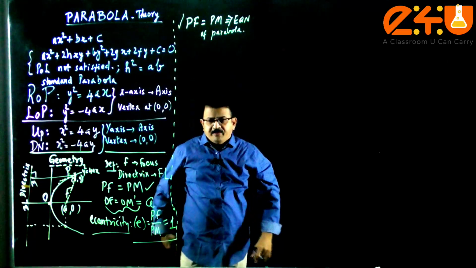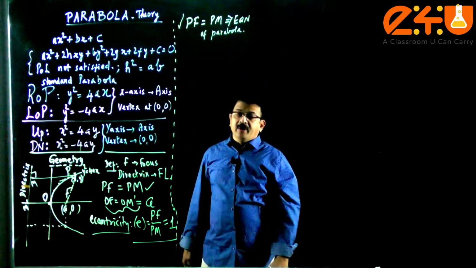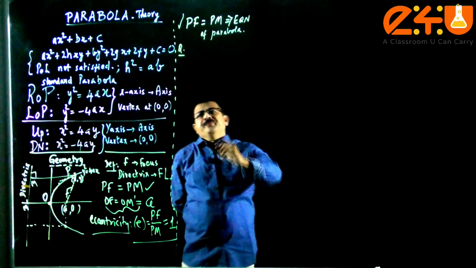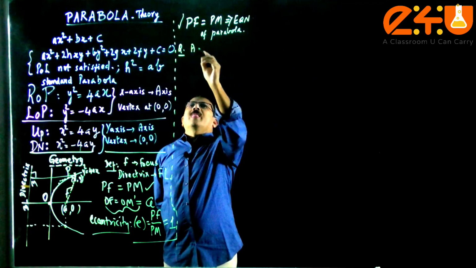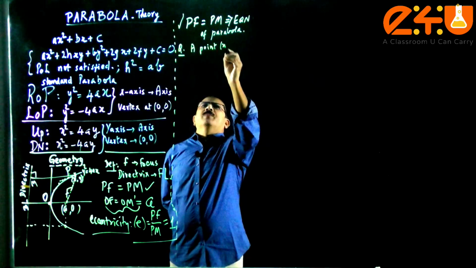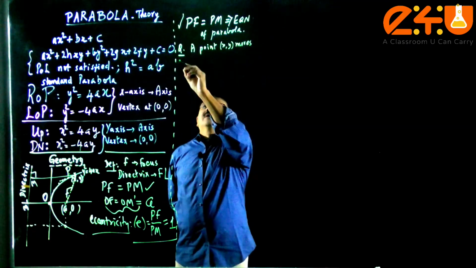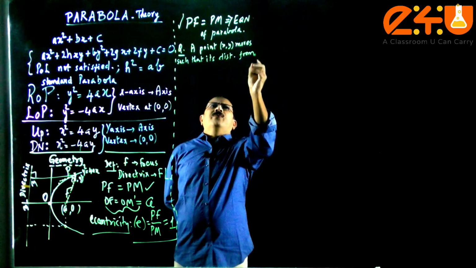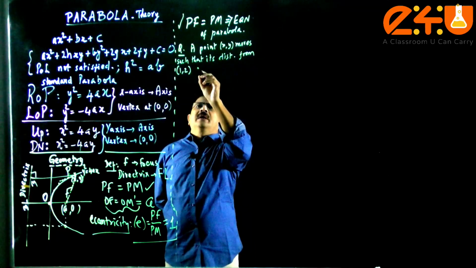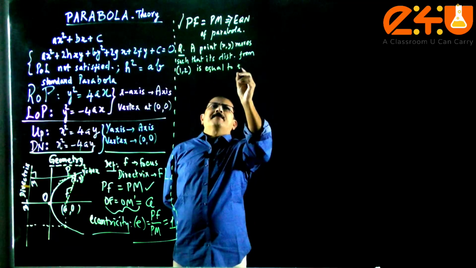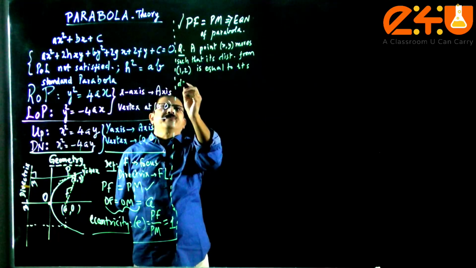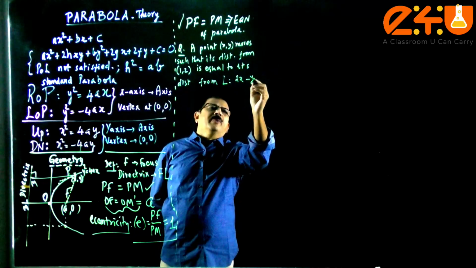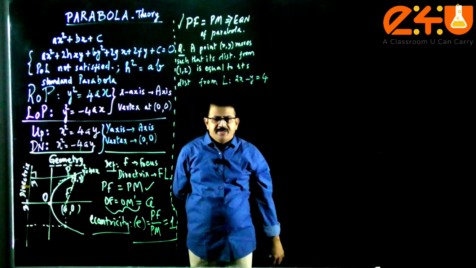Students may be wondering, sir, PF equal to PM, how can this become the equation of a parabola? Well, it can very much become the equation of a parabola. Let me give you an example question. Point (x, y) moves such that its distance from (1, 2) is equal to its distance from the line 2x minus y equal to 4.